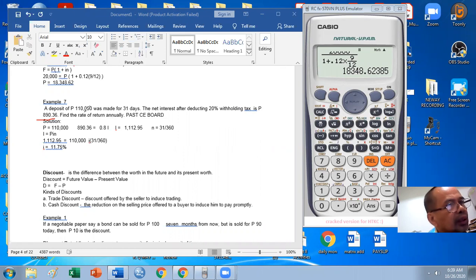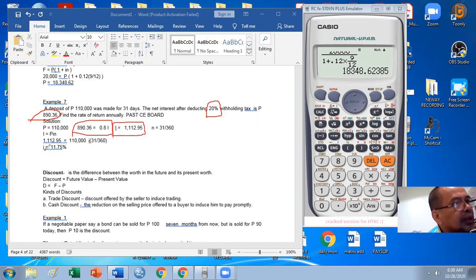So this, the deposit daw was 100,000, 110,000. The net interest after deducting 20% of the withholding tax is 890.36. So notice na hindi ito yung totoong interest na nakuha niya. Mas malaki dito kasi nadidaktan. So how do you get that interest? So yung 890.36, equate mo sa 80% lang na interest. That's why you have the actual interest is 112.95.